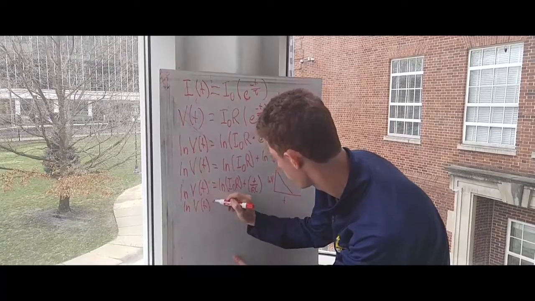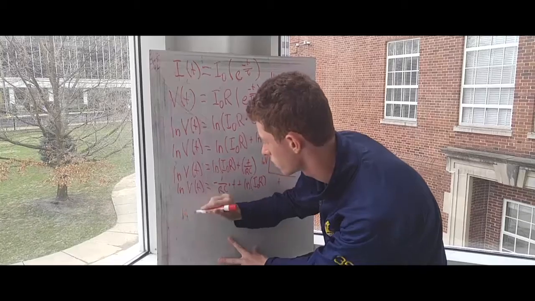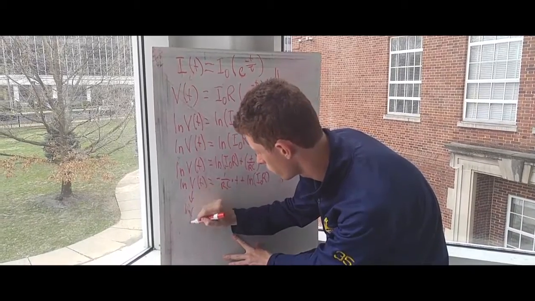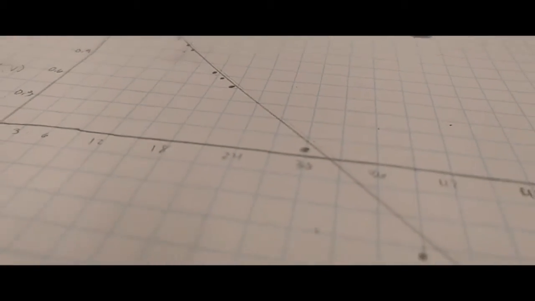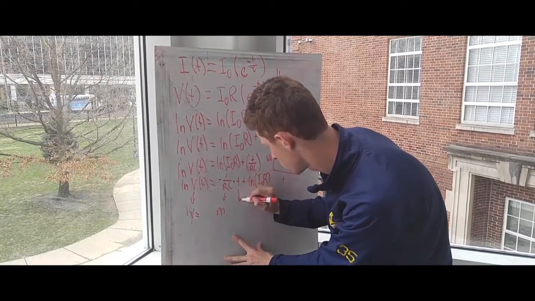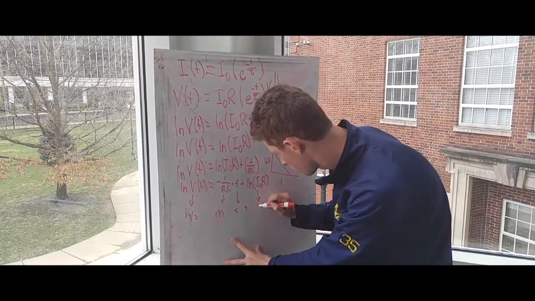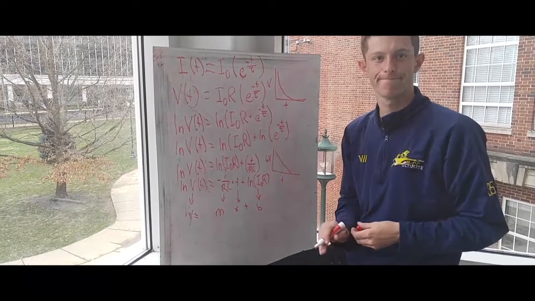That means that, if you put the voltage on the y-axis and the time on the x-axis, ln of initial current times resistance is equivalent to the y-intercept, and negative 1 over resistance times capacitance is equivalent to the graph's slope. We can use the values we collected to find the slope, set it equal to negative 1 over RC, and solve for resistance.